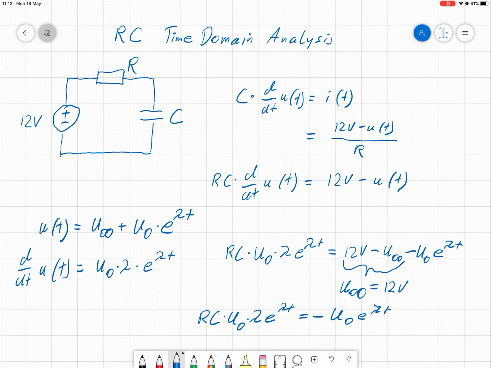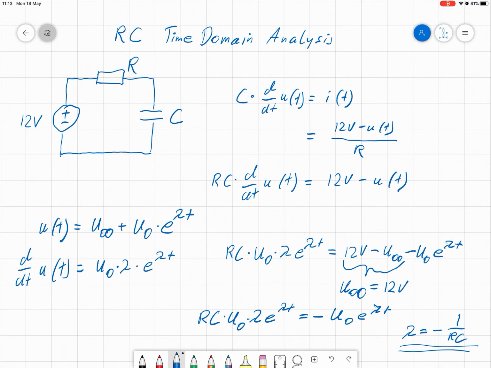And again, we can make a very simple conclusion here. We don't know anything about U naught, because for any U naught this equation would be equally true, but we can find lambda because RC times lambda needs to be equal to minus 1, or in other words, lambda is minus 1 over RC. So then we have found lambda.